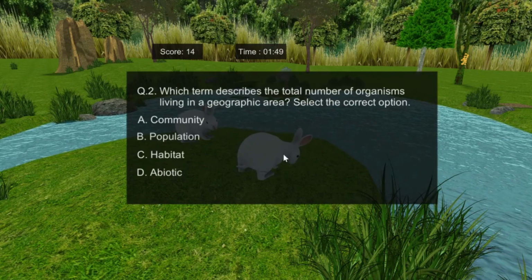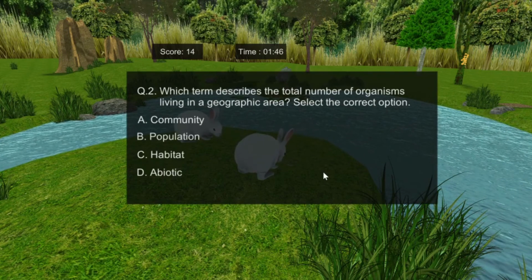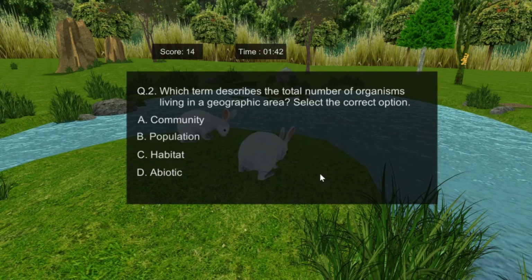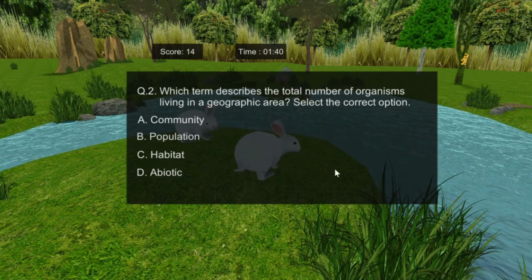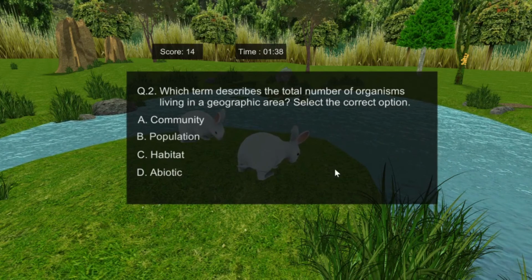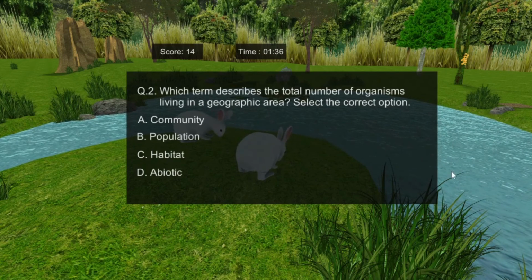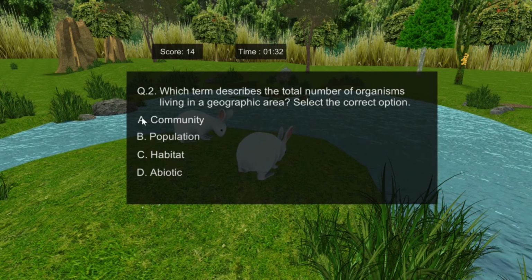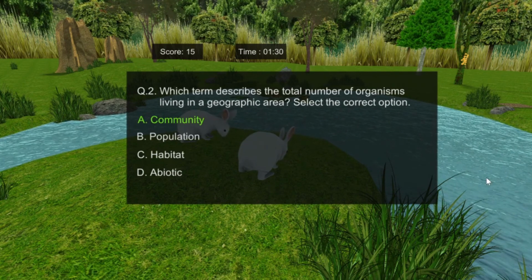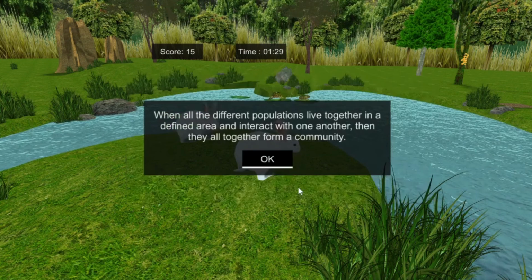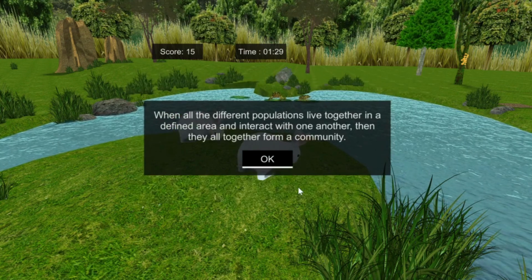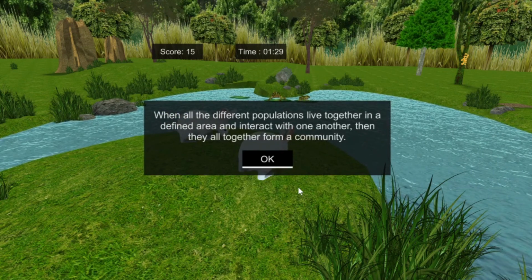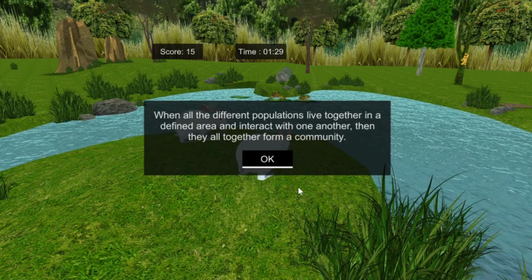Which term describes the total number of organisms living in a geographic area? Select the correct option. A. Community. B. Population. C. Habitat. D. Abiotic. Right. When all the different populations live together in a defined area and interact with one another, then they all together form a community.